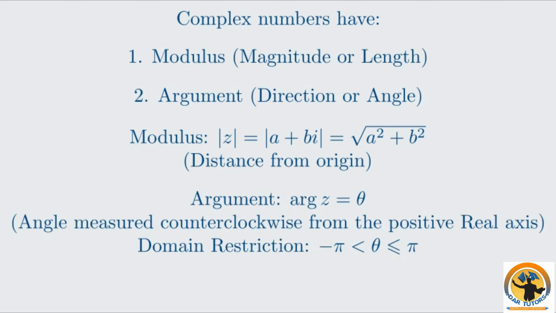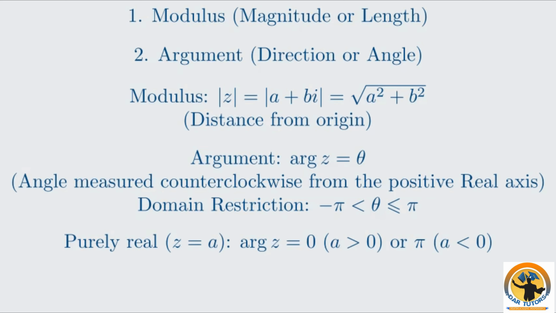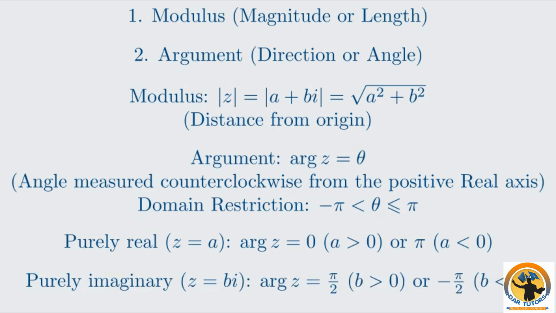For purely real numbers, z equals a. The argument is either 0 if a is positive, or pi if a is negative. For purely imaginary numbers, z equals bi. The argument is pi over 2 if b is positive or negative pi over 2 if b is negative. These two components, modulus and argument, allow us to fully describe any complex number and form the basis for another representation known as polar form.